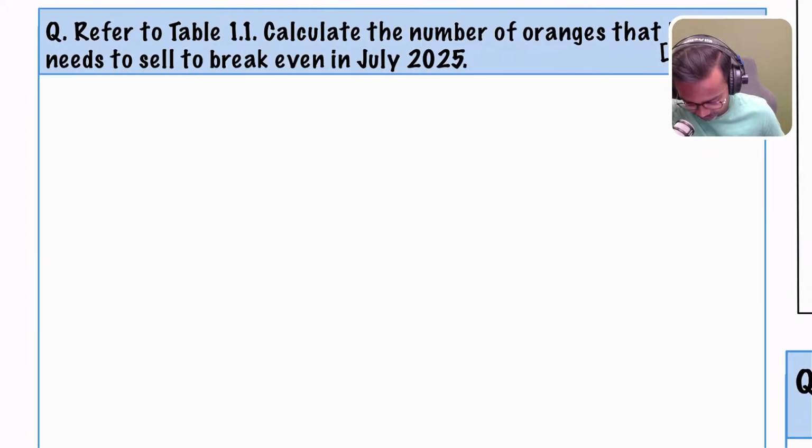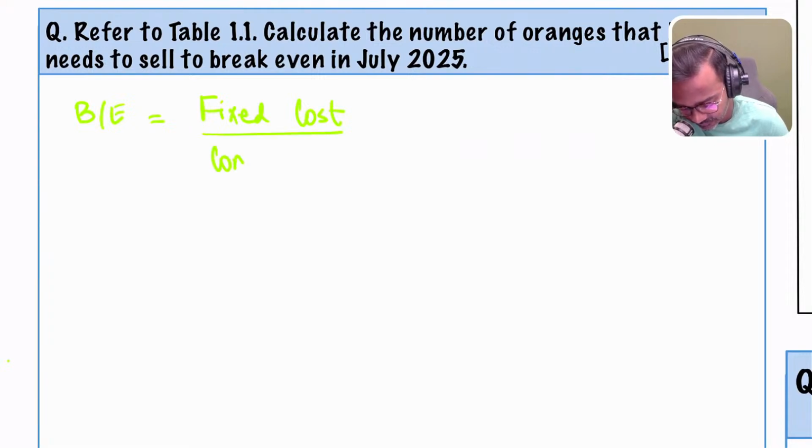Okay. Now, I know we tend to be hasty sometimes with calculation, just give the number and move on. But make a habit that the first thing you do is write down the formula. Okay. Because if you get your calculations wrong, there's at least a mark to be gained by simply writing the formula. So break even is fixed cost divided by contribution per unit.